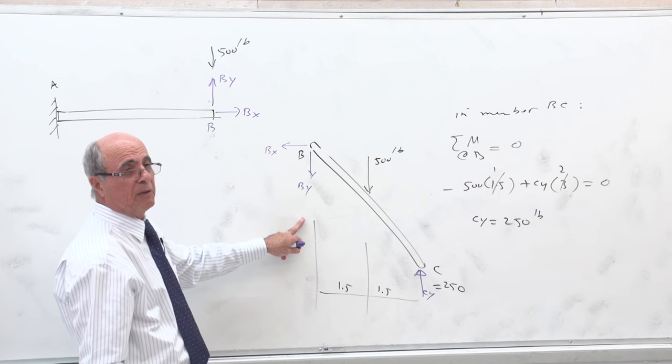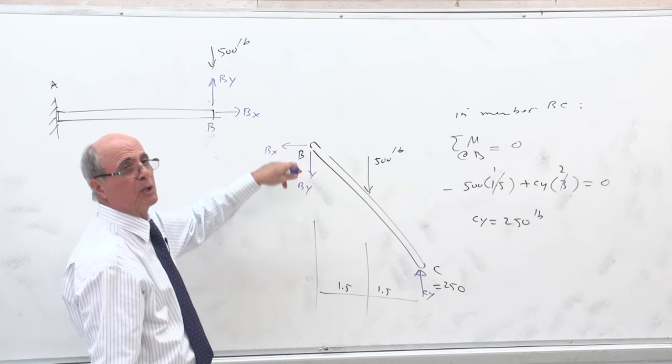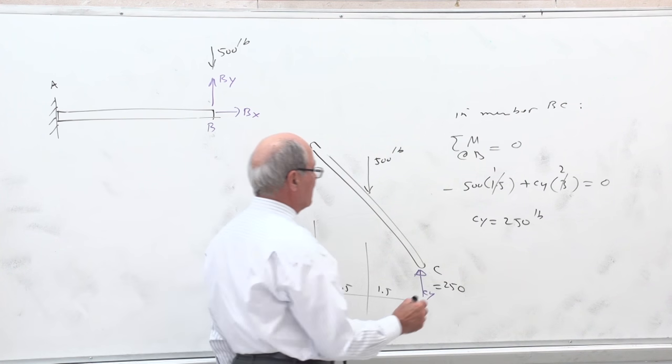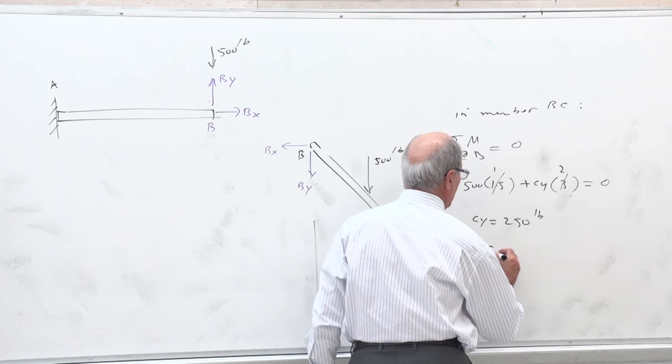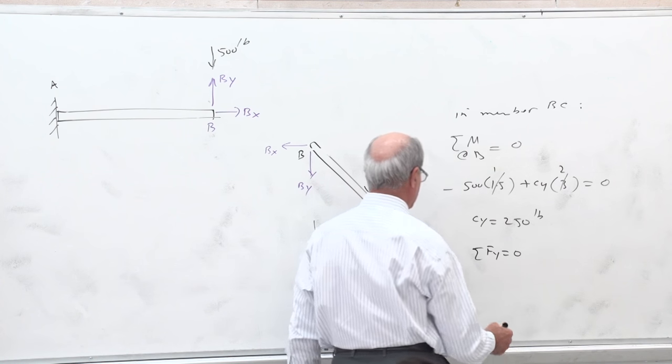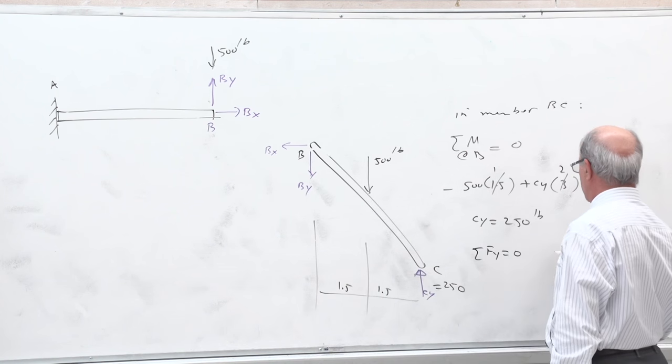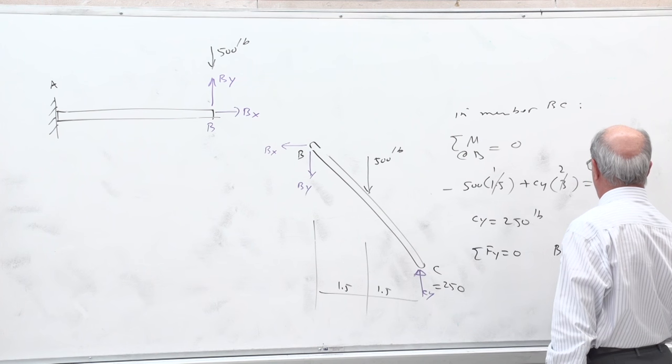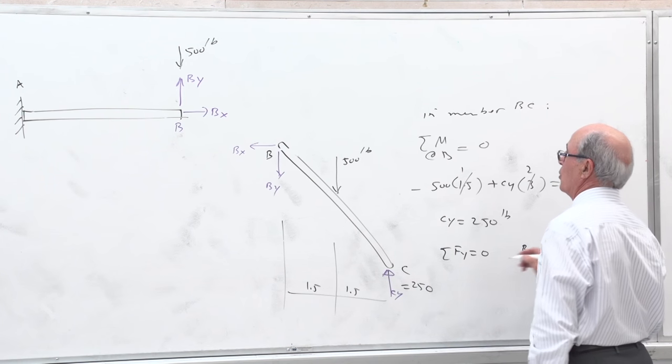BY will be 250, not going down. It should be going up. Very good. Sigma FY, tell me. So we are doing it by inspection because it's so simple. Sigma FY equal to 0 gives me BY equal to minus 250 pounds, or going up.